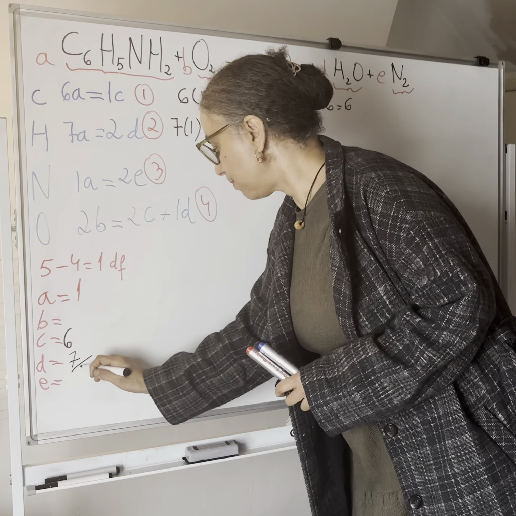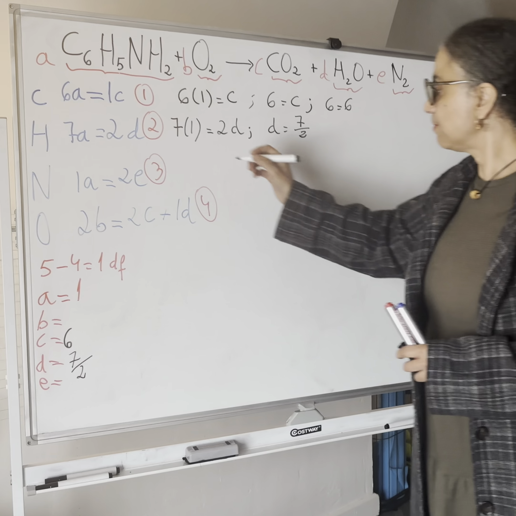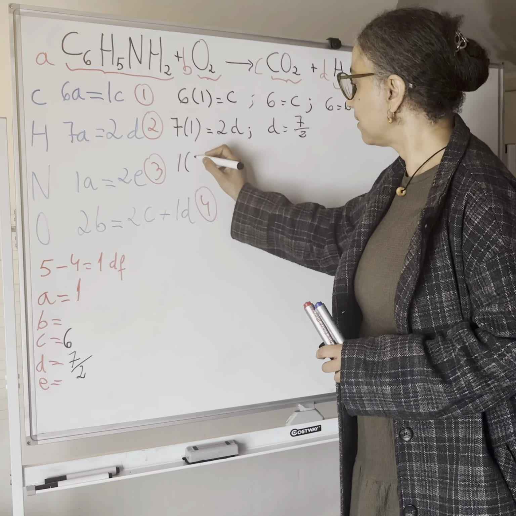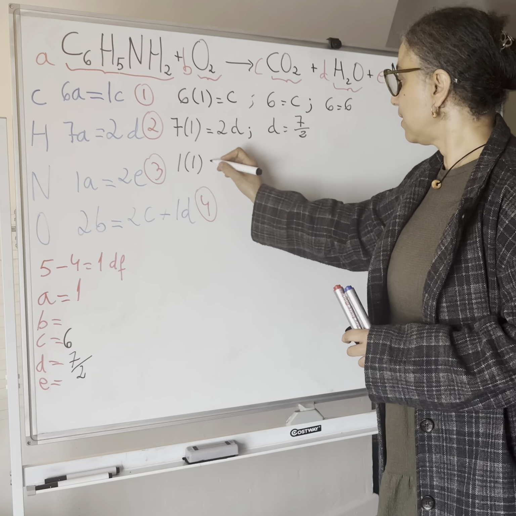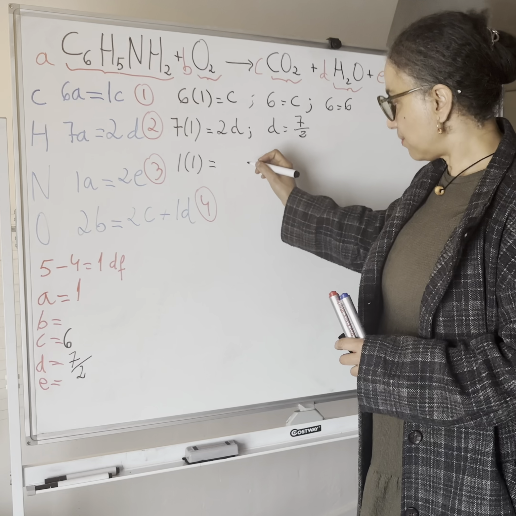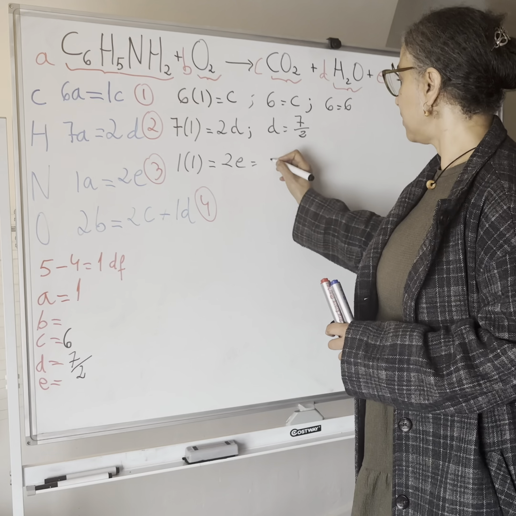Now we have equation number 3, which is 1A equals 2E. Plugging in the value of A, 1, we solve for E, so isolate E.